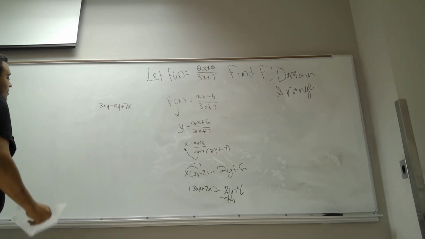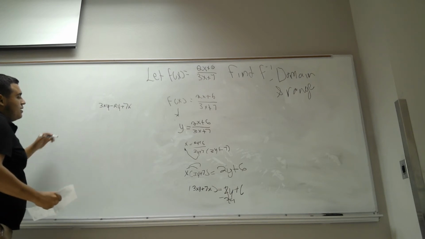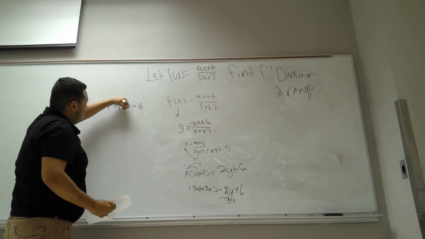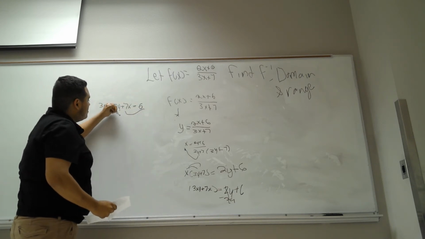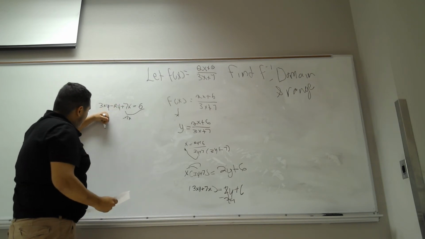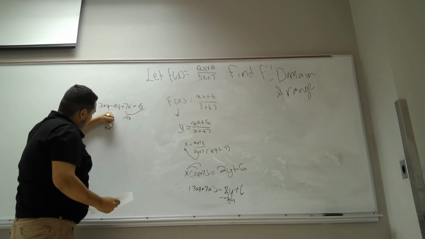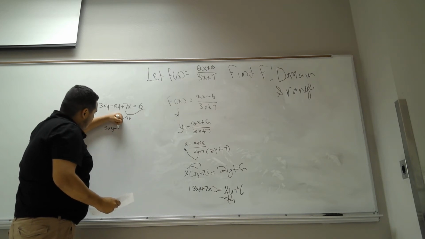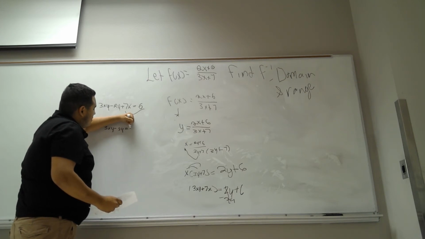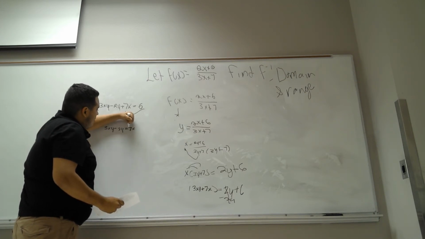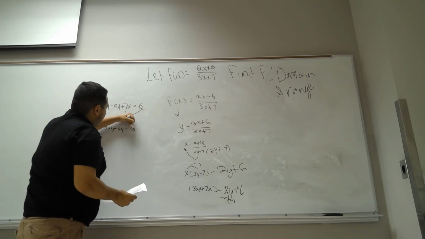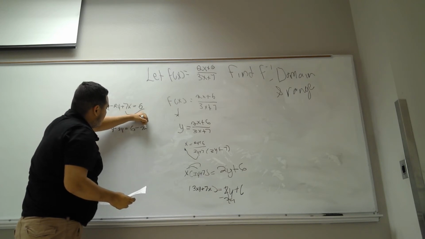Okay? Now that you have this, you're going to want to take this number to the other side. In order to do this, you're going to subtract 7x. So it's going to be 3xy minus 2y equals 6 minus 7x.